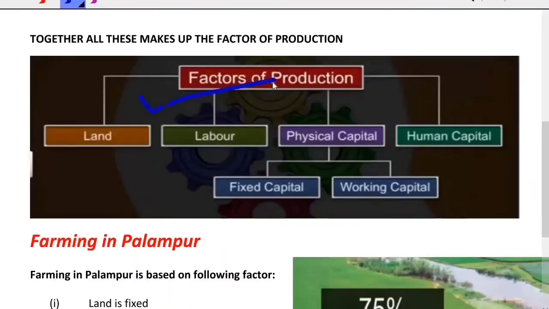Our next topic is about factors of production: land, labor, physical capital, human capital. These 4 are the factors of production. When all of these, land, labor, physical capital and human capital, are combined together, it is known as factors of production. And the main aim of factors of production is to produce goods and services required by the persons. Means to produce what people need, whatever their requirement is. This is the main aim of factors of production.